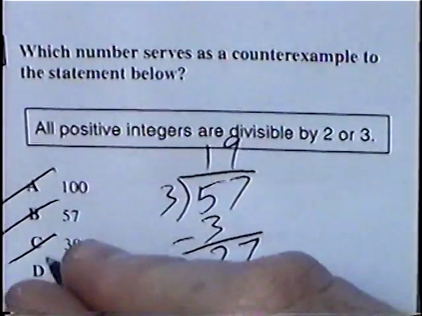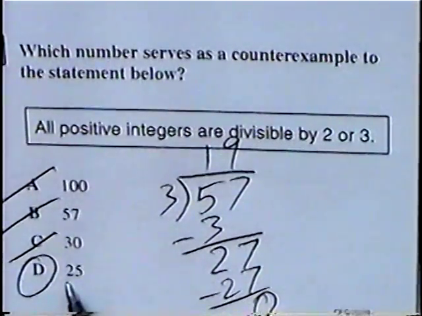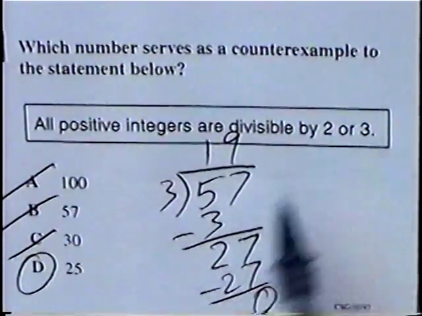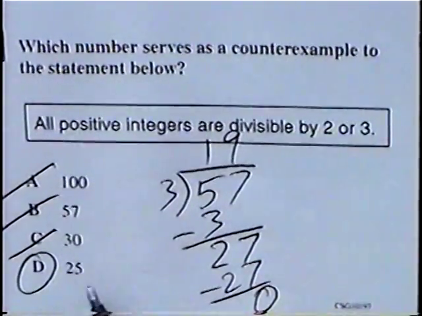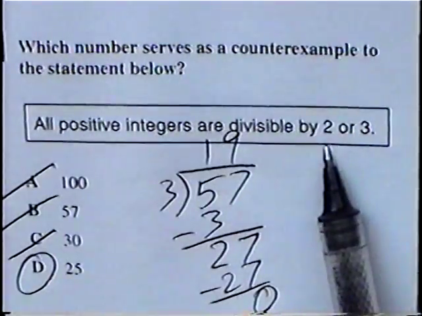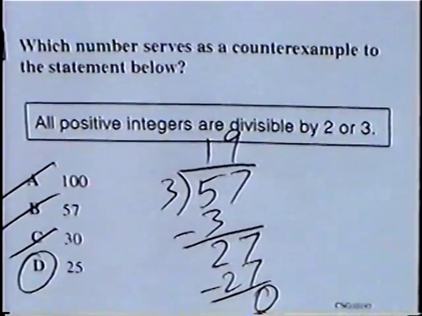By process of elimination, the correct answer has to be D. 2 does not divide into 25 since it's odd, and 3 does not divide into 25. So the counterexample, 25, is neither divisible by 2 nor 3, so the counterexample would be 25.